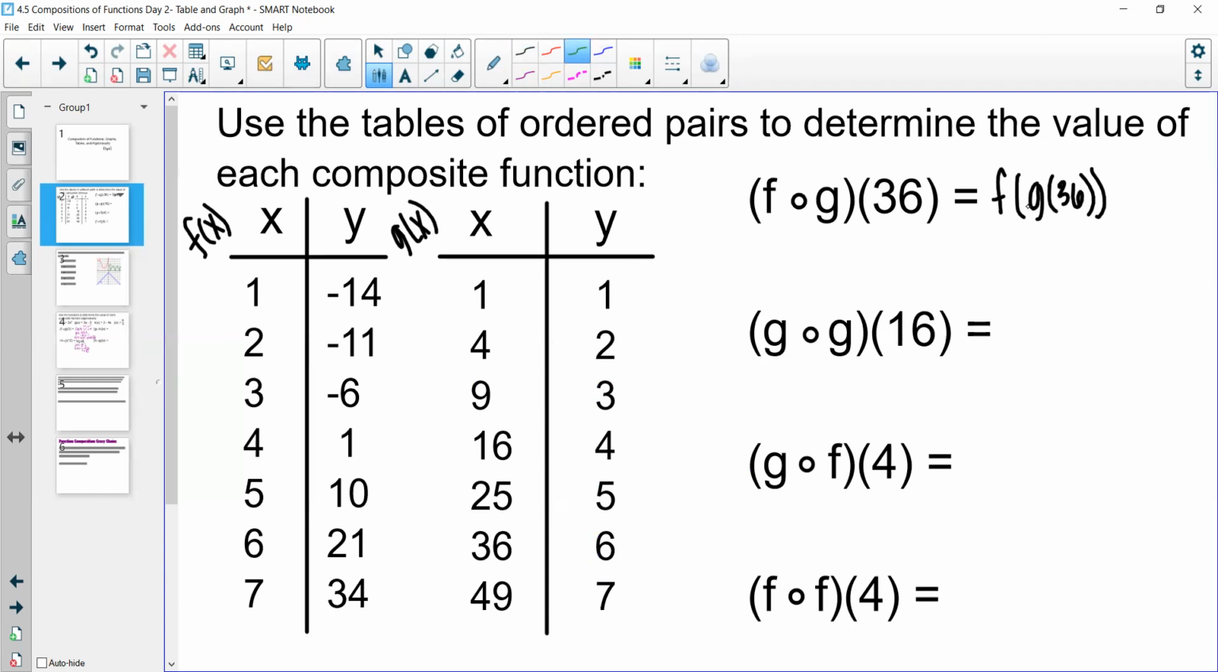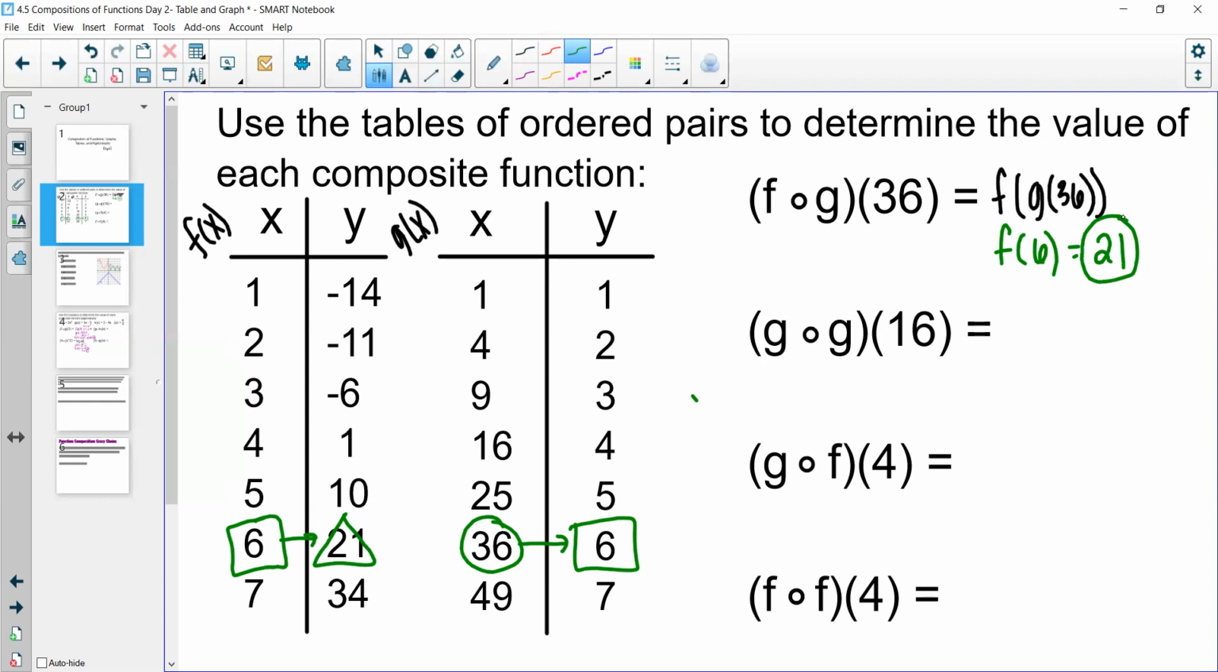First we're going to look at g when x equals 36. Well, this is g of x. When x equals 36, then y equals 6. Now that is this g of 36 part. So now we want to do that f of 6 part. We come over here and look at when x equals 6 and see that our answer is going to be 21. And so f composed of g, when evaluated at 36, is going to be 21.